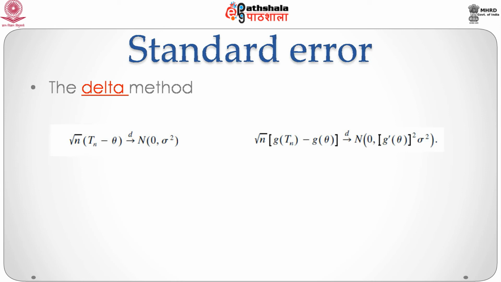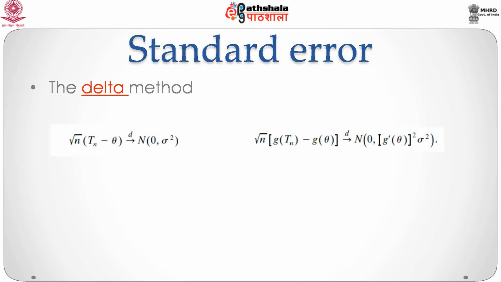Now, the delta method says that if I have a statistic Tn such that root n of (Tn minus theta) tends in distribution to normal(0, sigma square), then for sufficiently well-behaved functions, where by well-behaved I mean that there are restrictions on the second derivative of the function, it turns out that root n of (g(Tn) minus g(theta)) will tend in distribution to normal with mean 0 and variance given by (g dash theta) whole square times sigma square.